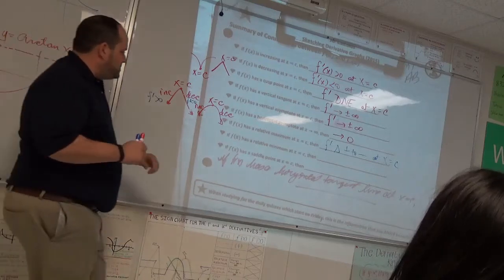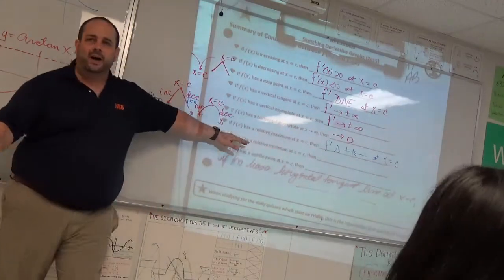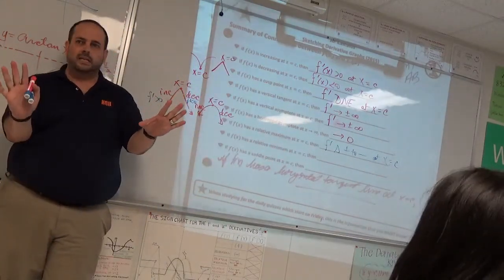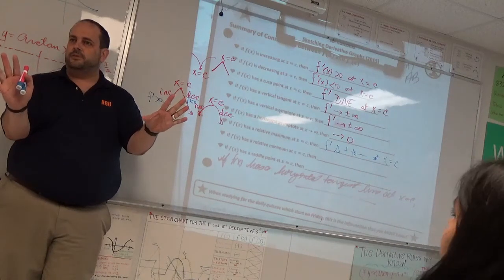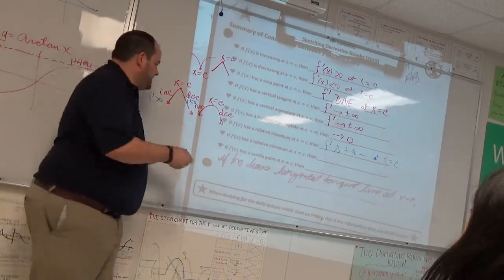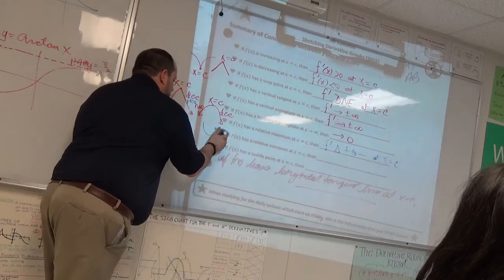All right, I want to stop the action real quick in 3, 2, 1. You guys show me relative minimum. What does that look like? What are my options for relative min? Okay, I'm seeing a lot of this, right?